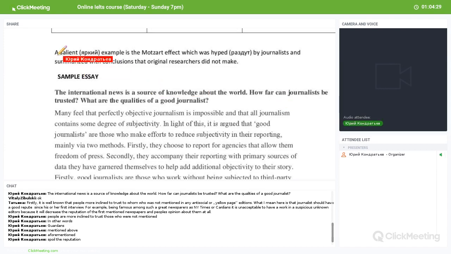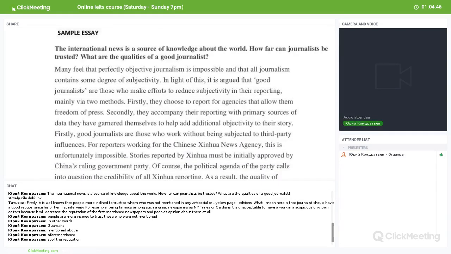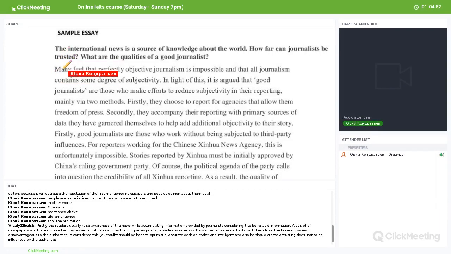Here's one more example that you can use. A salient example is the Mozart effect, which was hyped by journalists and summarized with conclusions that original researchers did not make. Okay, and here is also an example of an essay written by a Chinese candidate. It was for band 7. I will read it after we discuss Vitaly's variant.